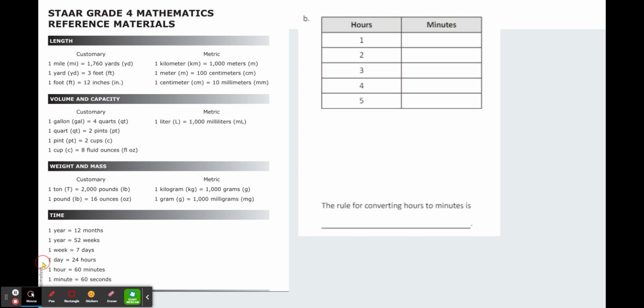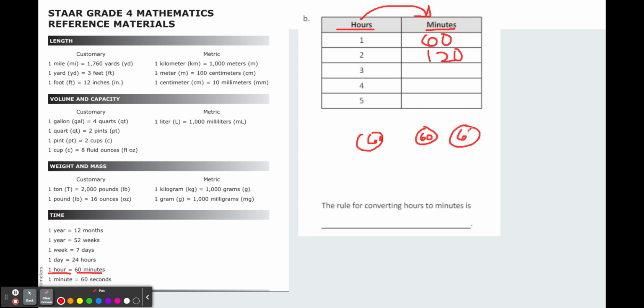Okay. All right, let's go ahead and try our next set. So this time we are still going to focus on time because we're looking at hours to minutes. So I want to change my hours to my minutes. So let's look and see over here. I have 1 hour equals 60 minutes. So if I have 1 hour, that's going to give me 60 minutes. If I have 2 hours, I'm going to go ahead and do 60 and 60. So that is going to be 120. Now, if I have 3 hours, I'm going to add another 60. So that's going to give me 180 minutes.